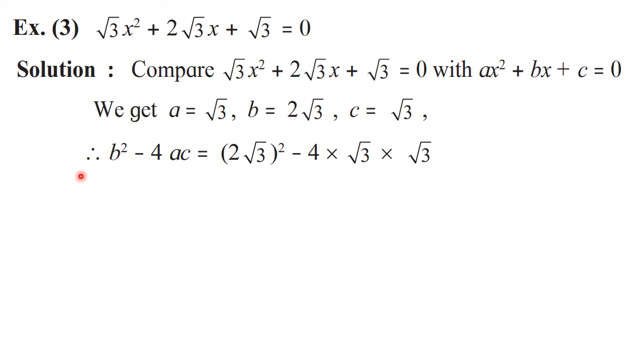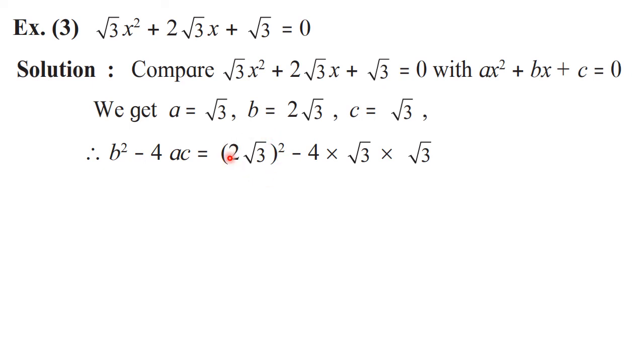So if you want to be more specific, you can write down the word discriminant is equal to, or you can write down the symbol delta is equal to. Then put the values. B is 2 root 3. So (2 root 3) square minus 4 into value of A is root 3 and value of C is also root 3. Now see here how to square this.